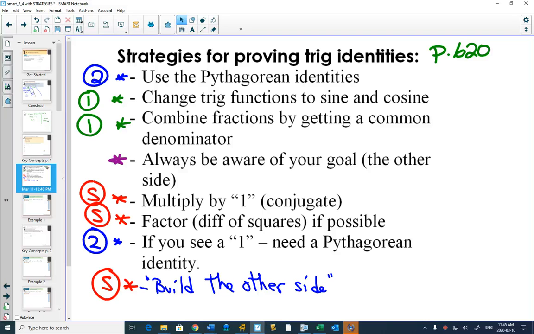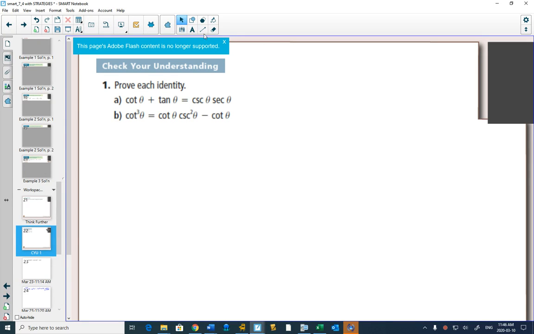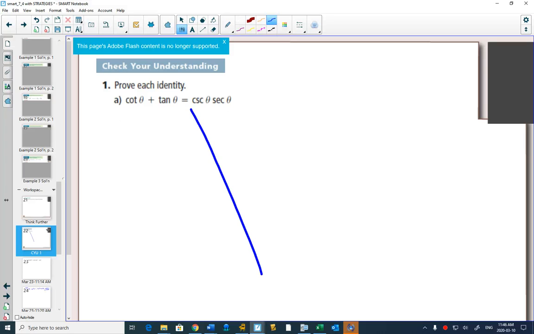Okay, so let's go to example number 1. Everybody got this down? All right, so we're going to go through these proofs together, starting with A. So if it says prove, yes, it can be done. Draw your line, rewrite it, draw the line, because I wanted some more space on the left. Now I take a look at this question.